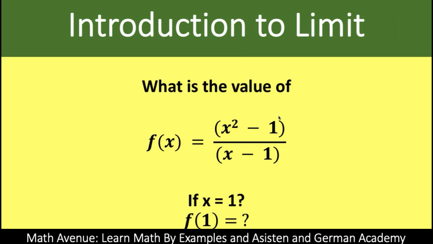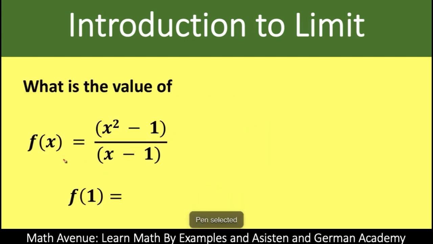Let's say you have this question. What is the value of the function x squared minus 1 over x minus 1 at x equals 1? So what we can do is just substitute directly the value of x to the function. So computing now for f of 1, we now have 1 squared minus 1 over 1 minus 1, which is 0 over 0, which is indeterminate. And division by 0 is also undefined.